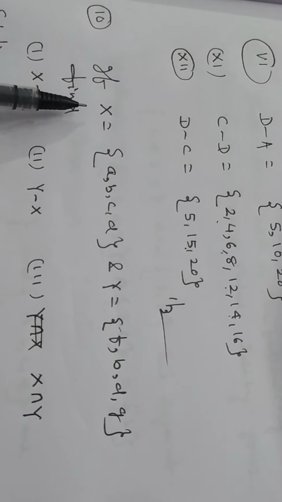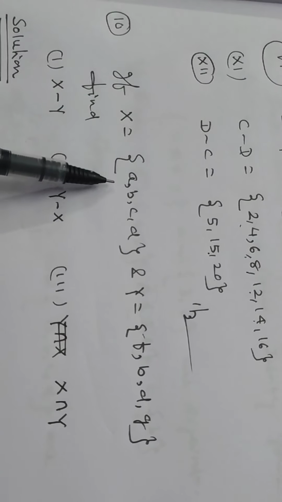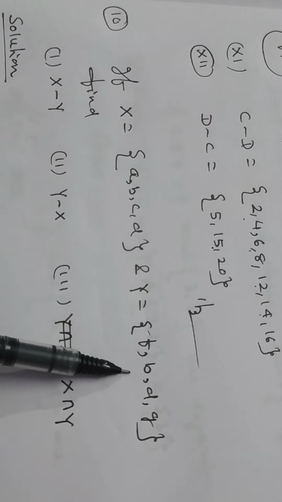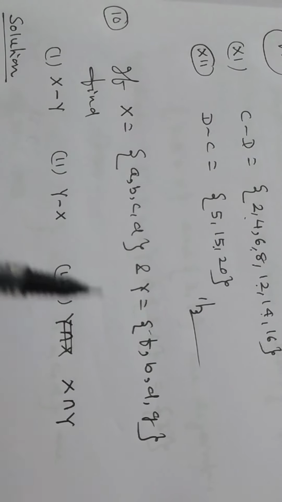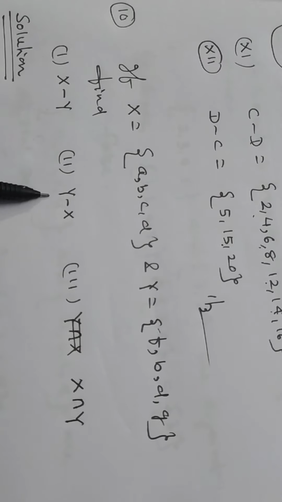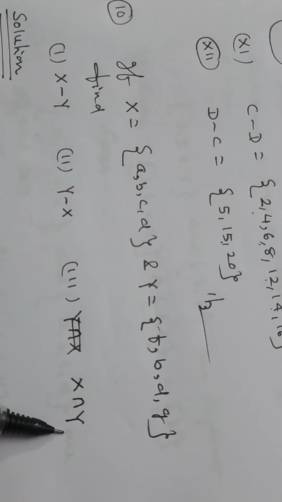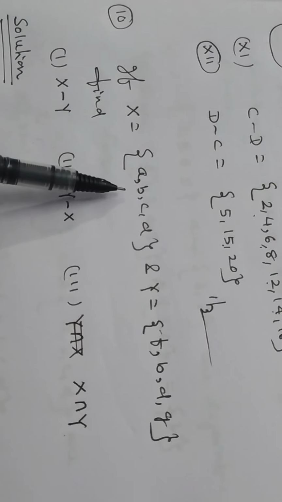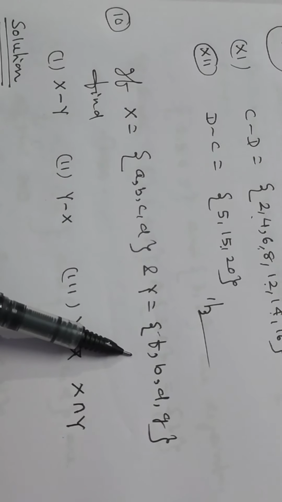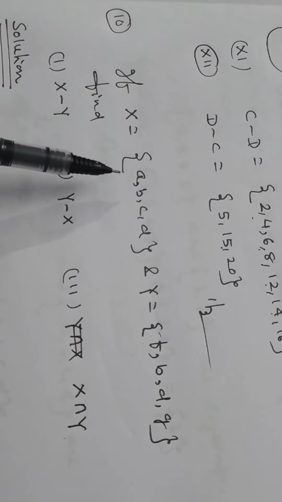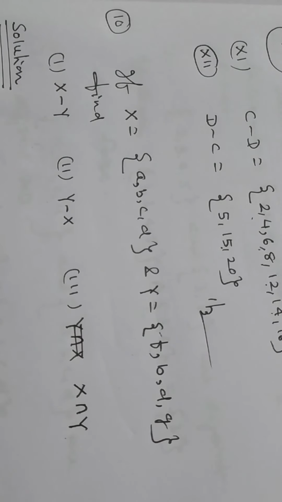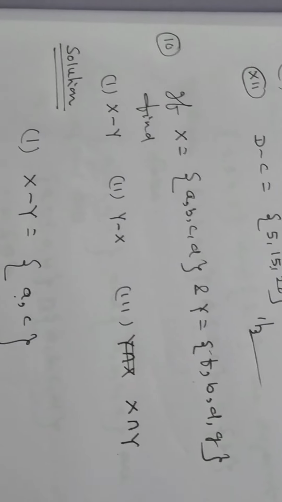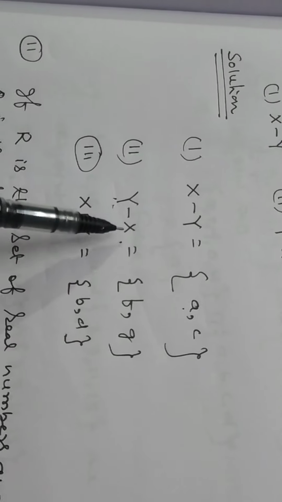Now, problem number 10. If x is equal to {A, B, C, D} and y is equal to {F, B, D, G}, find x minus y, y minus x, and x intersection y. So what is x minus y? The elements of x which are not in y are A and C. Y minus x: elements of y which are not in x.